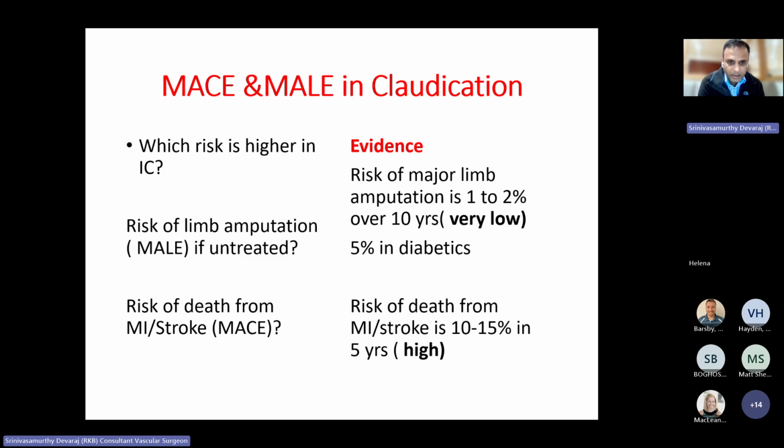But what is more concerning in these patients is the risk of major adverse cardiac events. The risk of dying from a coronary artery event or a stroke is actually very high. It can be as high as 10 to 15% over 5 years. So that's significantly higher compared to the risk of losing the leg or limb problems. And most of our efforts are targeted to reduce patients' risk of major adverse cardiac events when they present with intermittent claudication pain.